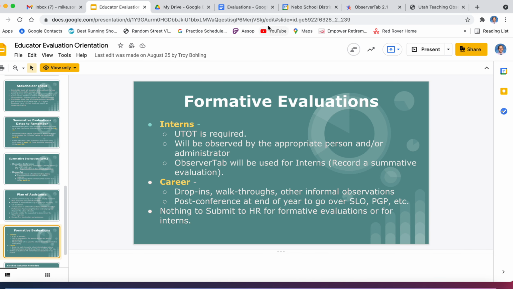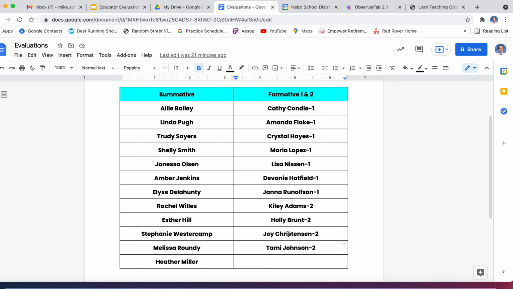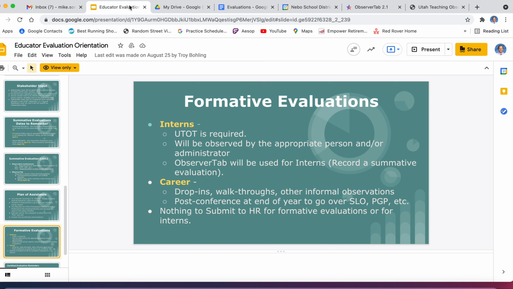Formative evaluations. So if we look back, all of you on the right-hand side are formative for this year. So that means if you're a career educator, I'll do drop-ins, walkthroughs, other formal observations. We will do a post-conference at the end of the year to go over your SOL, your PGP, and any other things that you would like to talk about. And I don't submit anything to the district for that.